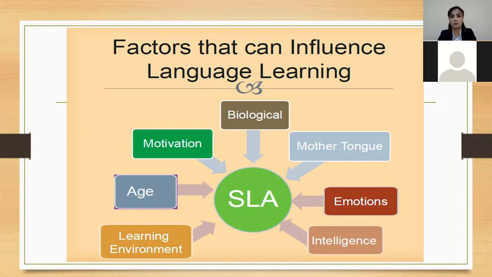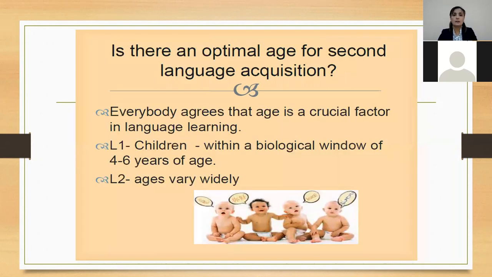The next ones are the biological factor, the mother tongue, and also emotions and intelligence. So is there an optimal age for second language acquisition? What's your opinion? Some of you have just shared your opinions about this. And if the others also want to share, you may start. Any ideas? Any volunteer to share their opinions? If not, we will continue.